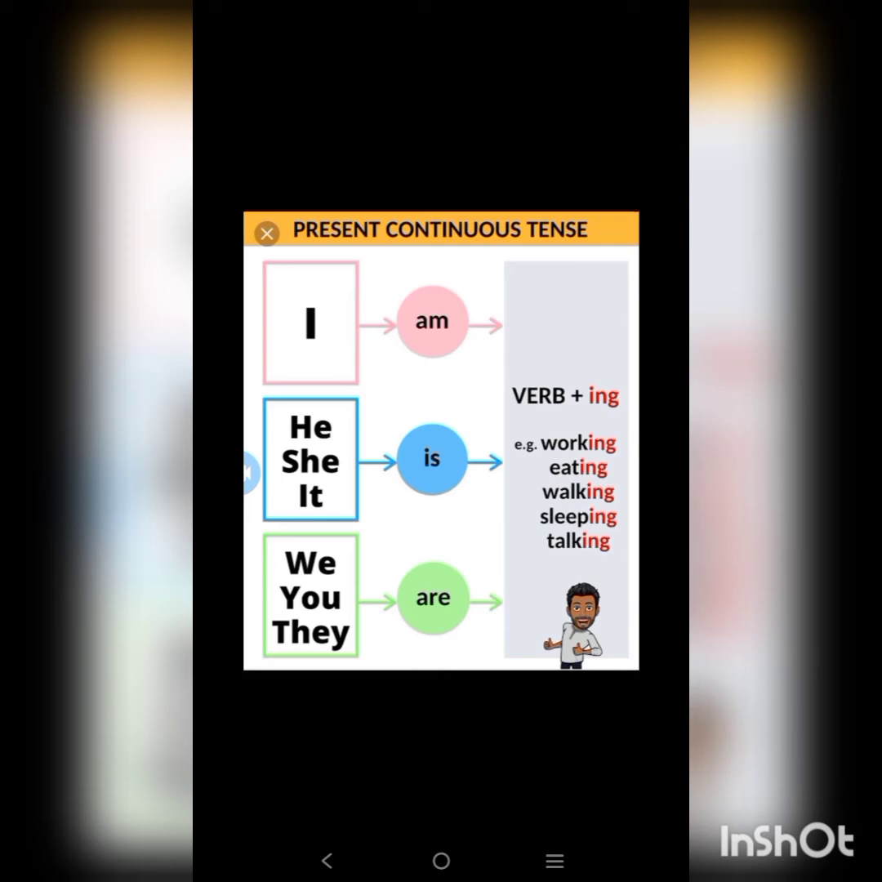I am working. Okay, in present continuous tense along with the verb we will use ing. In simple present tense we will use the base form of the verb, sometimes we will add s or es to the base form of the verb. Okay. So in present continuous tense, we will add ing to the base form of the verb. Have you understood what is present continuous tense?